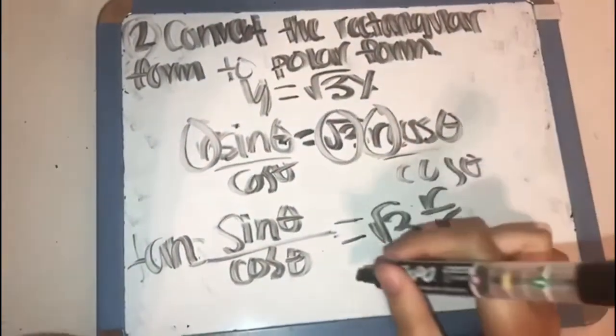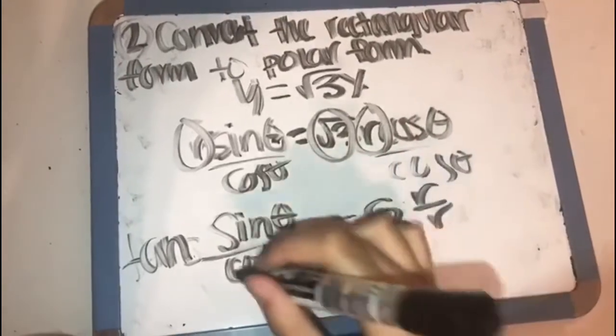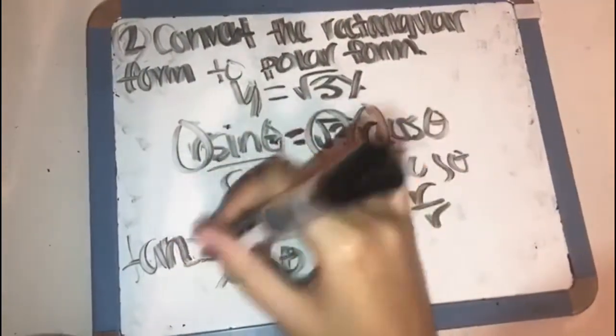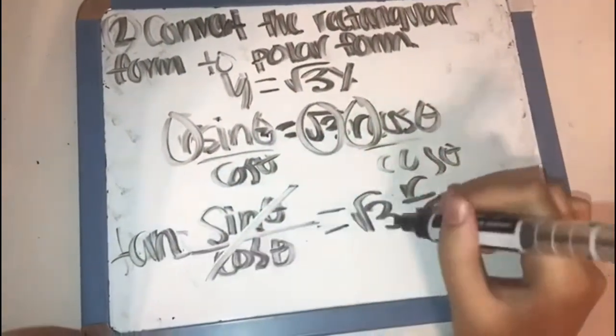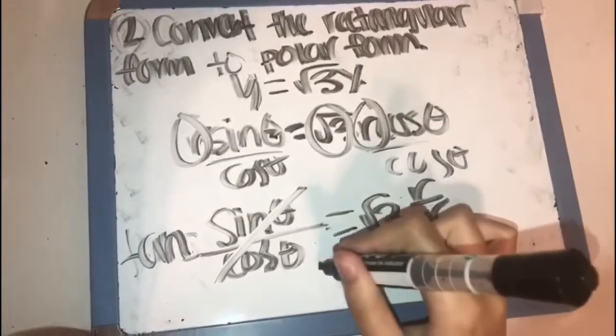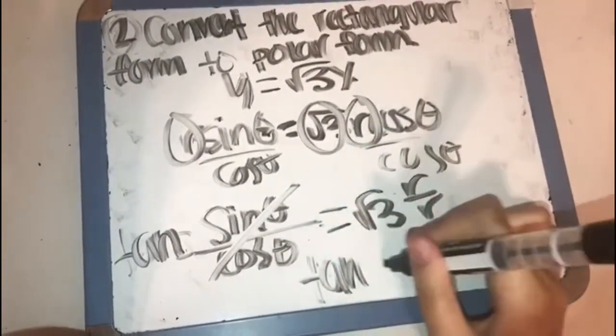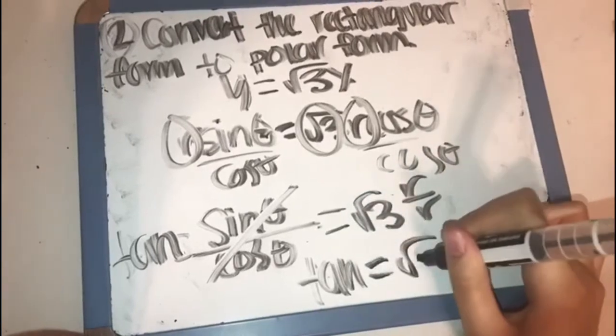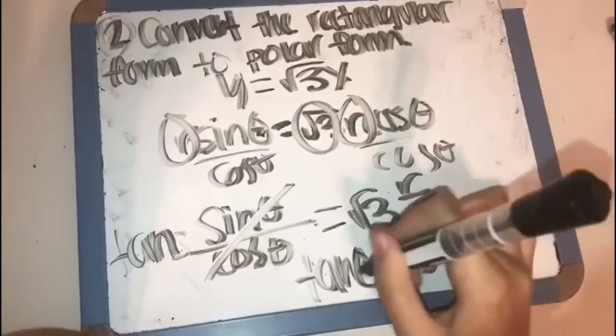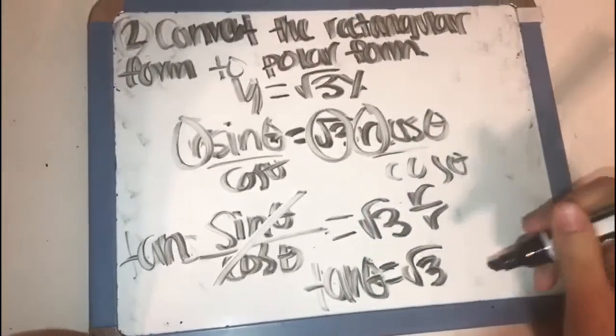So we're going to have to find tangent. Basically, we just cross this out and make it tangent. So tangent equals the square root of 3 r over r. So that means that tangent theta is equal to the square root of 3.